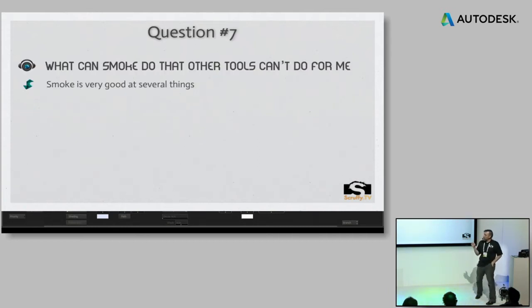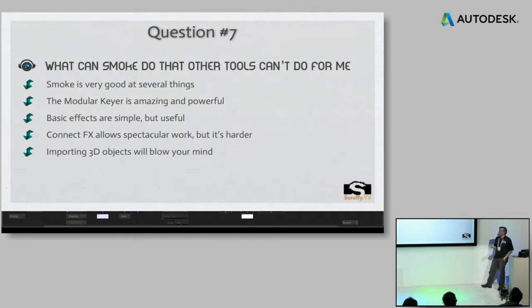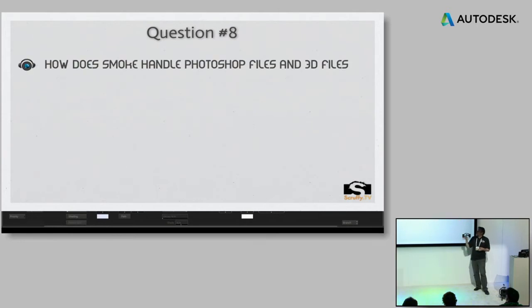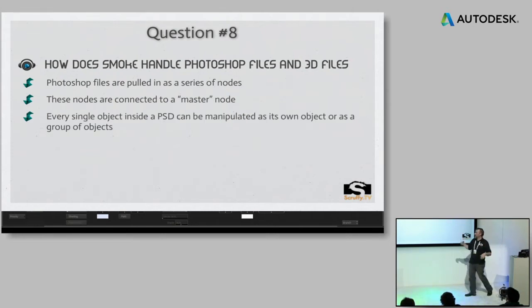What can it do that other tools can't? Well, it's really good at some things, right? It's like everything in this toolbox that we use, right? It can do modular keys. It can do basic effects. It can do amazingly spectacular work with Connect effects. You can import 3D objects. You can actually grab Photoshop files and 3D files. You can pull them in as a series of nodes. You can connect them to a master node.